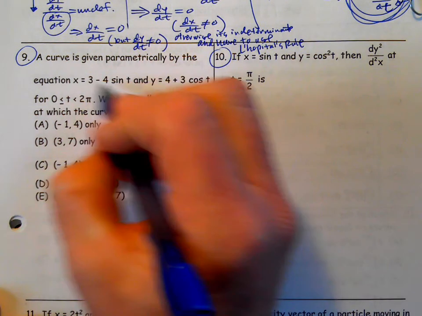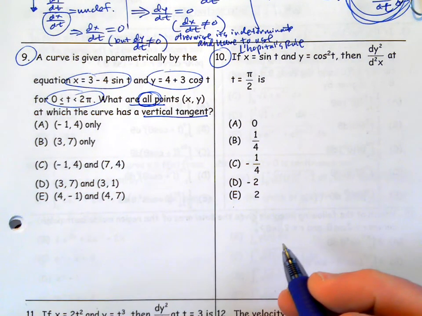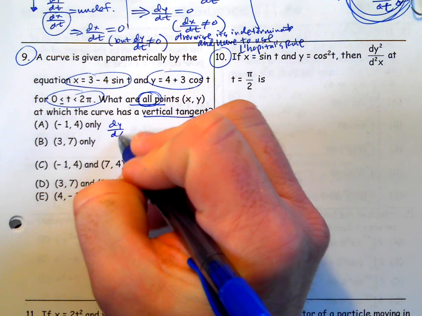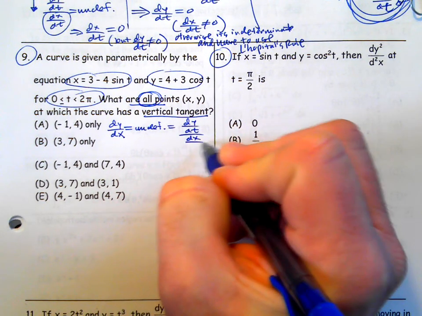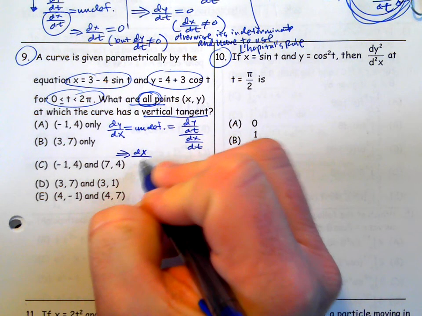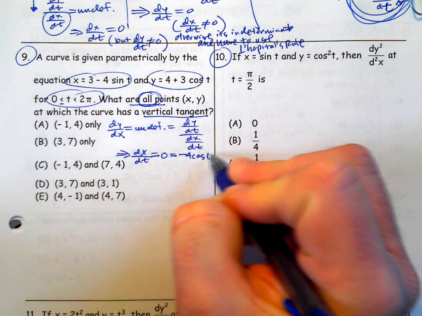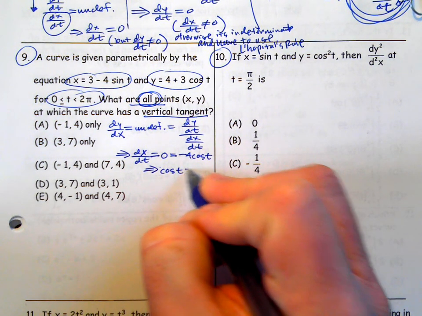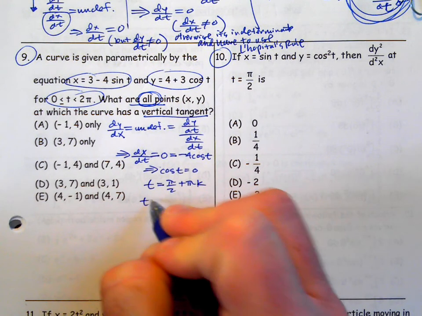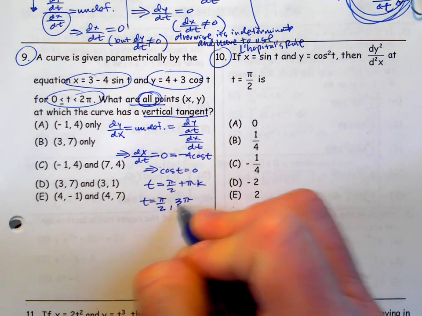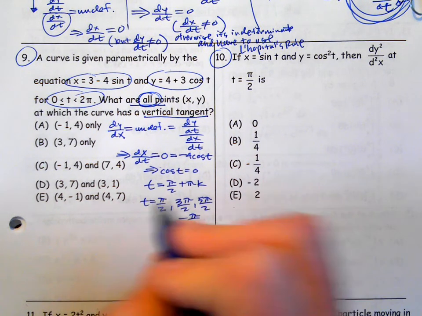Okay, the curve is parametrically x and y coordinates, 0 to 2 pi. What are all the points where the curve has a vertical tangent? So we want to figure out where dy/dx equals undefined, which is when dy/dt over dx/dt equals undefined, which is when dx/dt equals 0. So dx/dt is negative 4 cosine t. We can solve this. Isolate the trig. t is 0 at pi over 2 plus pi k. So t equals pi over 2, 3 pi over 2, 5 pi over 2, negative pi over 2, and on and on, infinite answers. We just want the answers from 0 to 2 pi, so we just want these two answers.